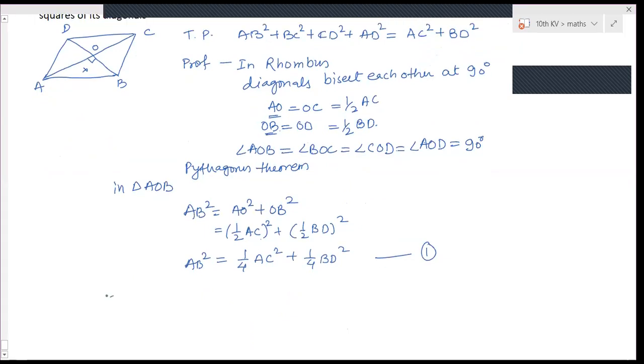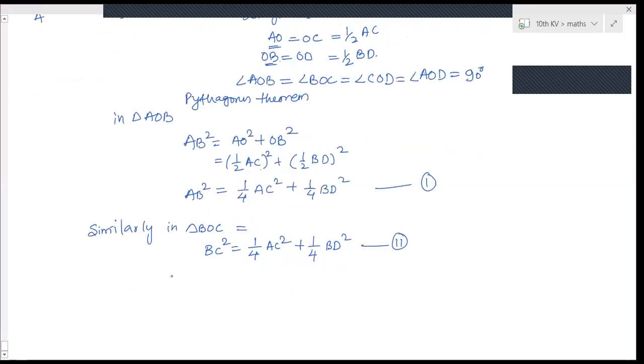Then similarly, in triangle BOC, what can you write? Exactly a similar statement. BC square is equal to OC square plus OB square. Directly now we can write it as 1/4 of AC square plus 1/4 of BD square.